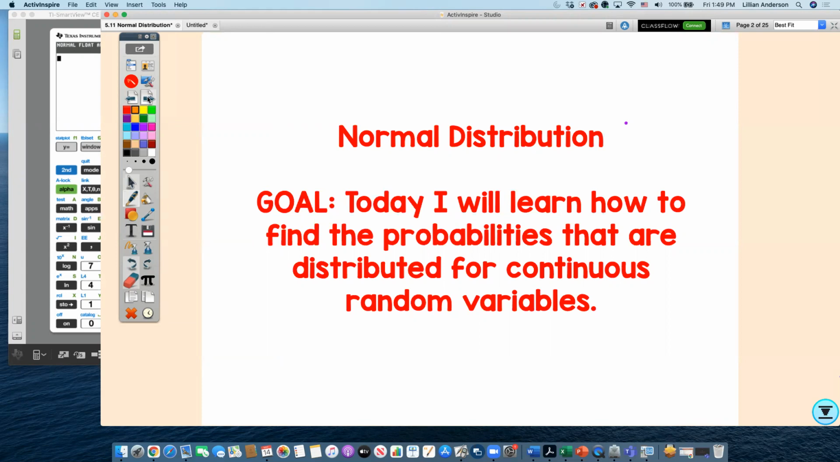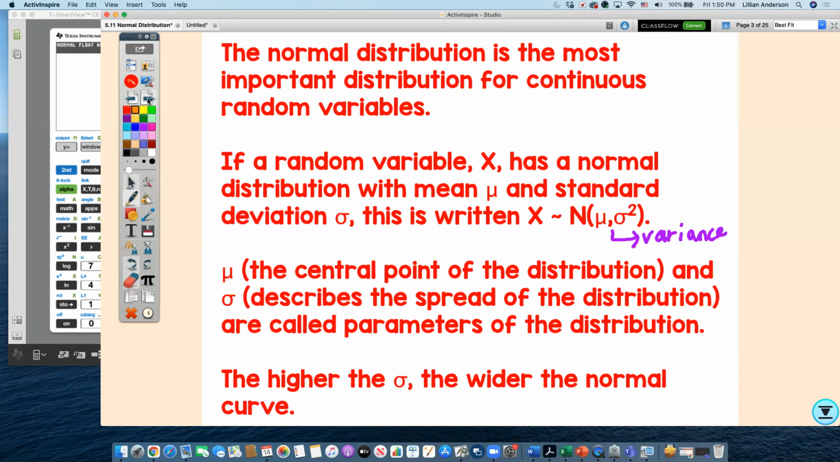Normal distribution, though, is for continuous variables. Those are variables that can be measured, such as height, time, or weight. So normal distribution is used for those types of variables. If a random variable x has a normal distribution with a mean mu, that's the symbol for mean, and a standard deviation of sigma, it is written like what you see here.